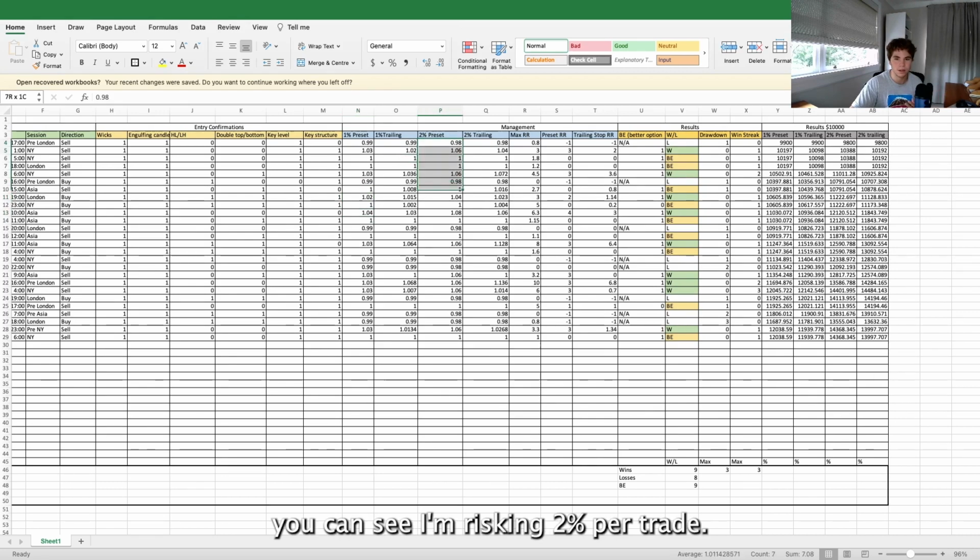Whereas with this 2%, you can see I'm risking 2% per trade, so 1R is going to equal 2%. Every time I lose, it goes to 0.98, or 98%. Every time I win a 1 to 3, 6%. You can see the 1 to 4, absolutely beautiful. Where is that 1 to 4? 8%.